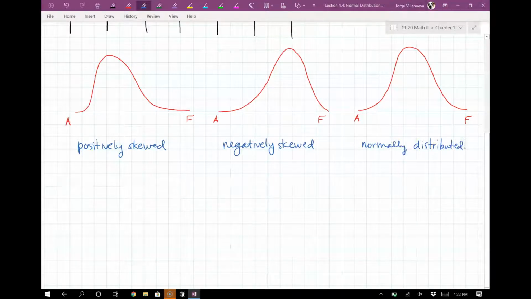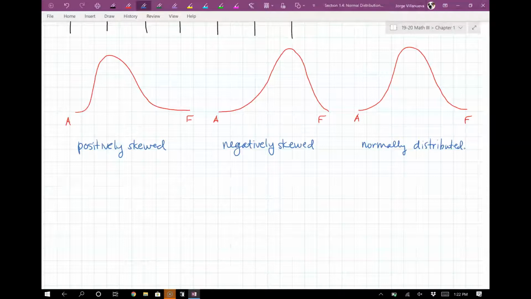Okay, so positively skewed means that there's more numbers on the side that you would like. Negatively skewed means that there's more numbers on the side you wouldn't like. And normally distributed means that it looks like a bell. These are called bell curves because they look like bells, right? Kind of like they have the shape of a bell. So if they look like a normal bell, then you say it's normally distributed. But if they're skewed a little, like more to one side or more to the other, then we say they're positively or negatively skewed.